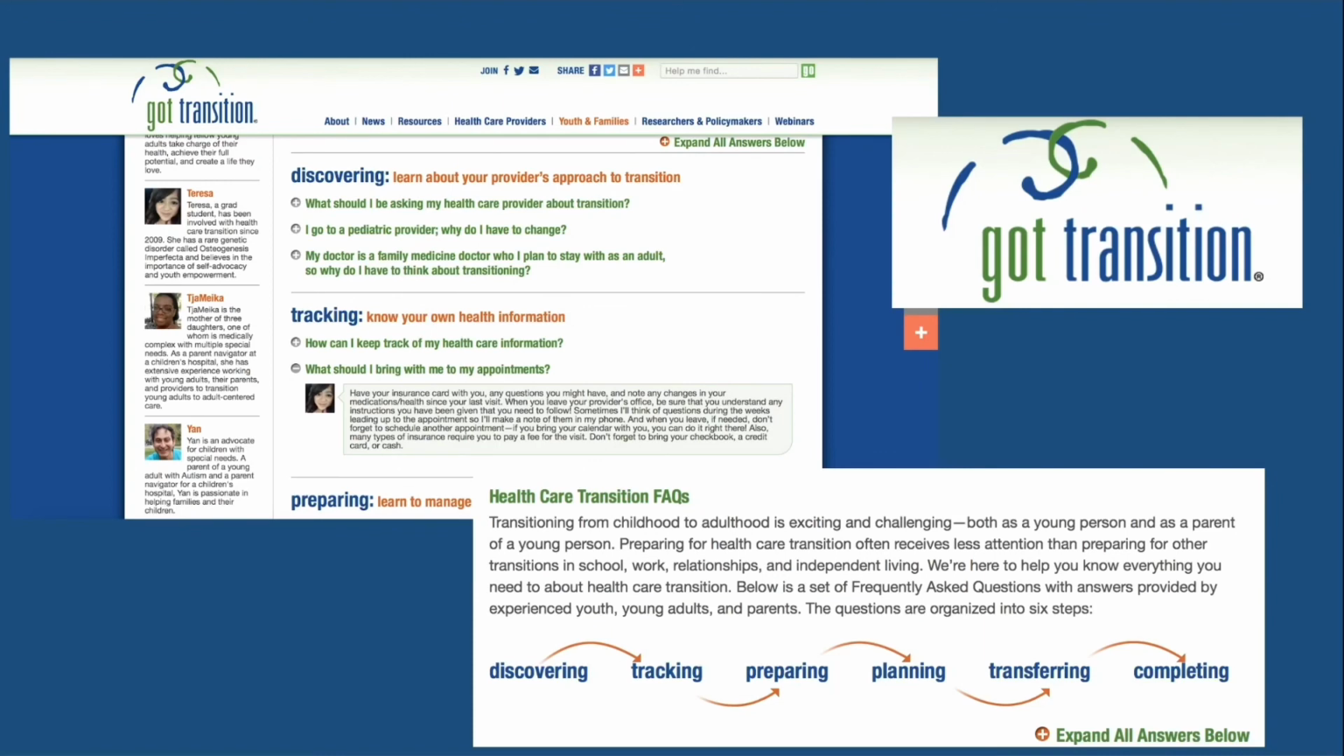One resource that already exists is Got Transition, which is a website where families and care providers can go to research many different topics as previously discussed, like insurance, transportation, and finding different clinics. They even have an outline of steps to help you throughout your whole process and planning.